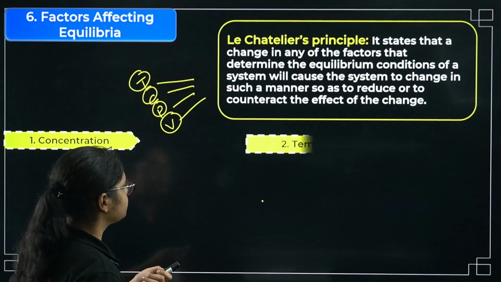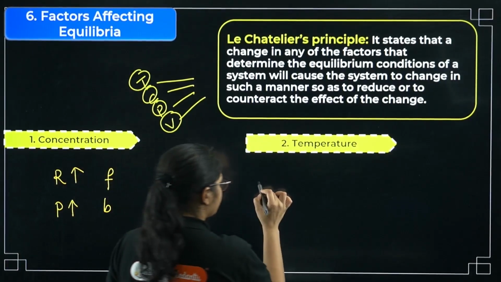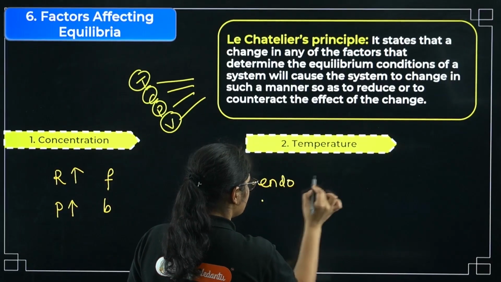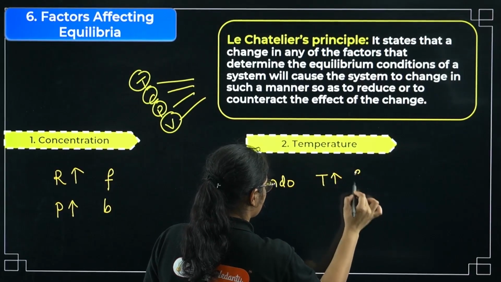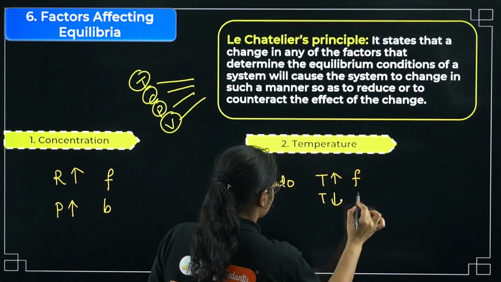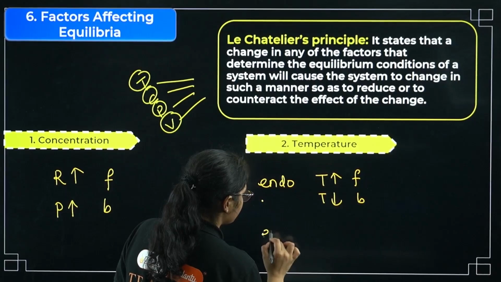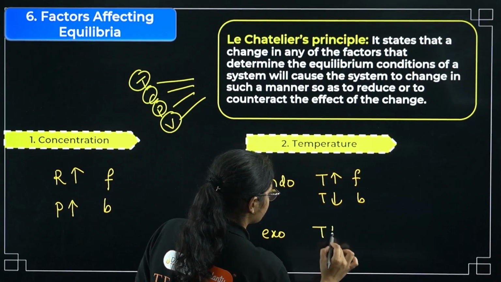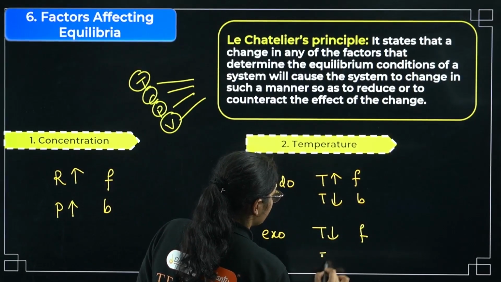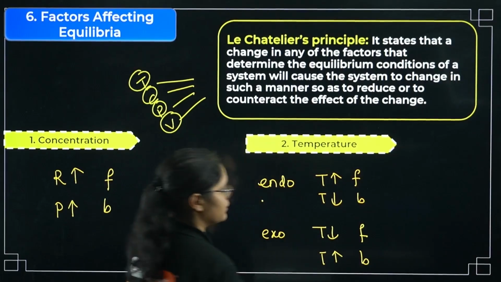Okay, next, temperature, you should be very clear. If it is endothermic reaction, if you increase the temperature, forward direction. If you decrease the temperature, backward direction. For exothermic, if you decrease the temperature, forward direction. If you increase the temperature, backward direction.